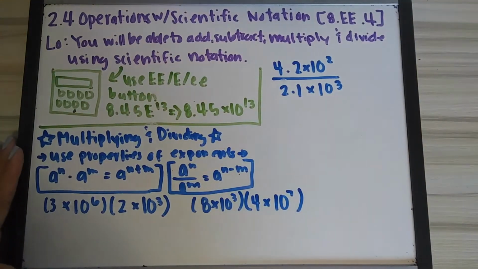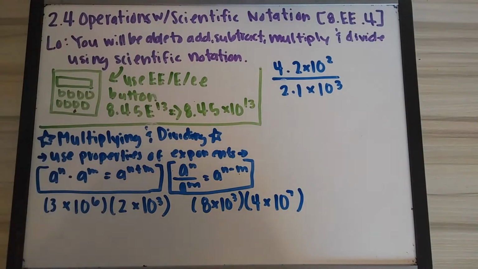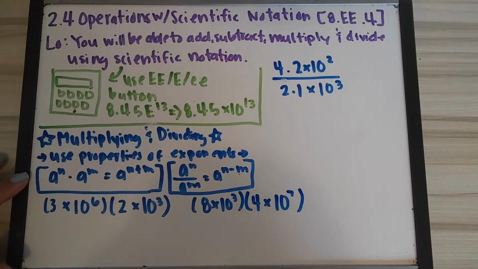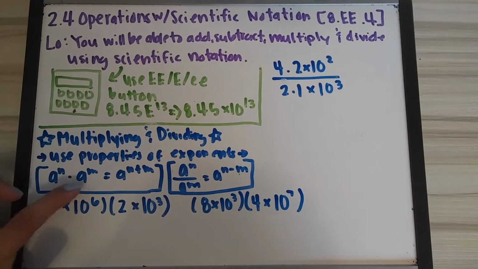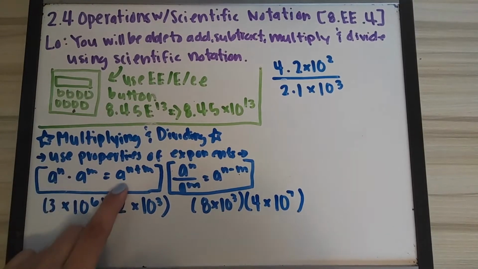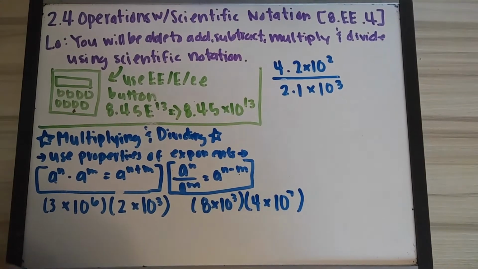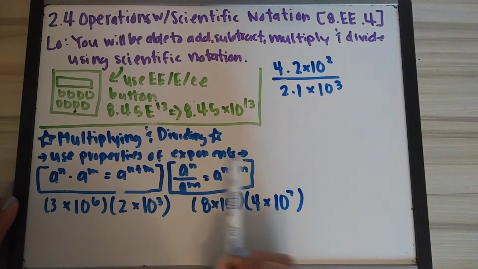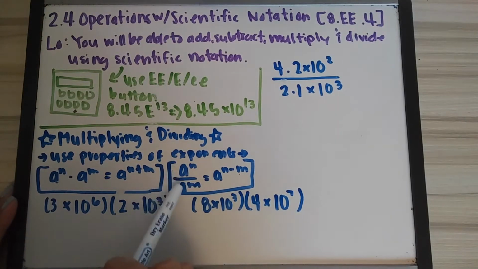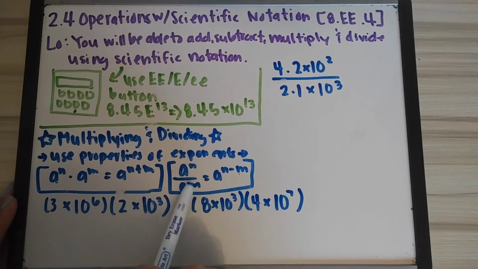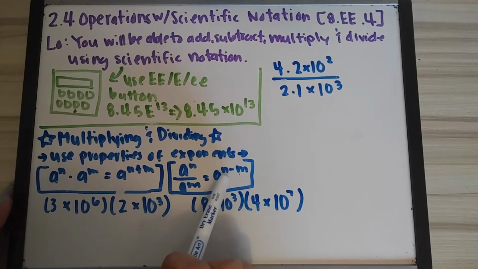Okay, so we're gonna start with multiplying and dividing with scientific notation, and we have to use the properties of exponents that we did on 2.1. Just recalling the product property: a to the n power times a to the m power, same base, I keep the same base and I add the exponents. That's what I'm going to be using with my powers of 10. And the quotient property, same base, we keep the same base and we subtract the exponents, n minus m.